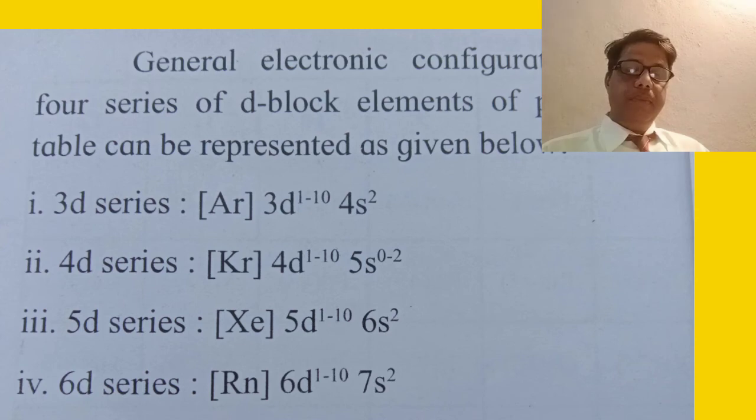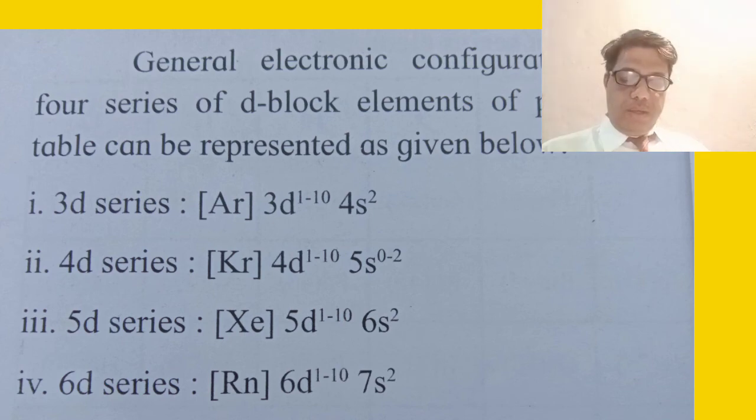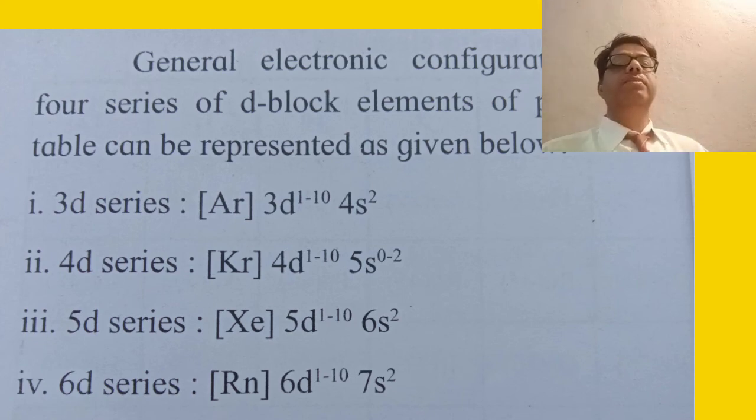Next one, 4D series, that is krypton 36 noble gas, 4D 1 to 10 5s2. Next one, 5D series, xenon 5D 1 to 10 6s2. And last one, 6D series, generally having electronic configuration radon 6D 1 to 10 7s2.